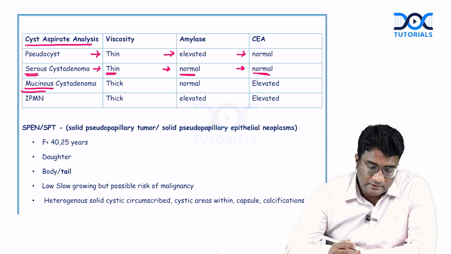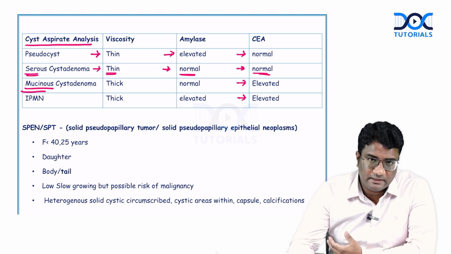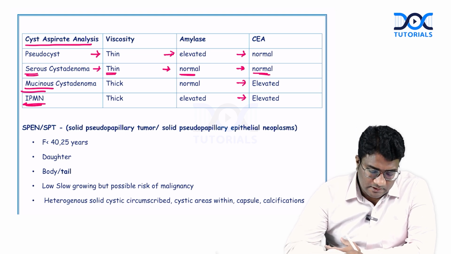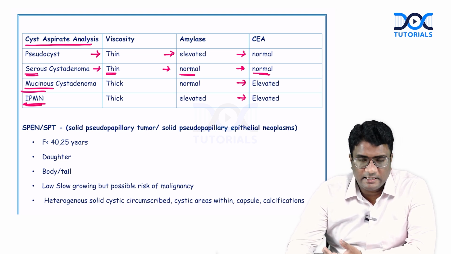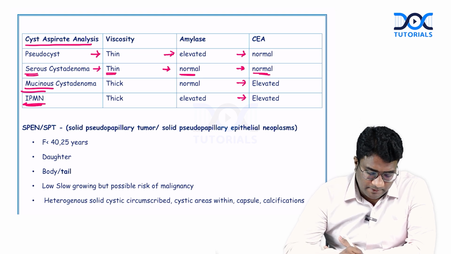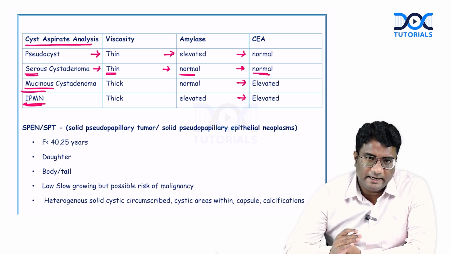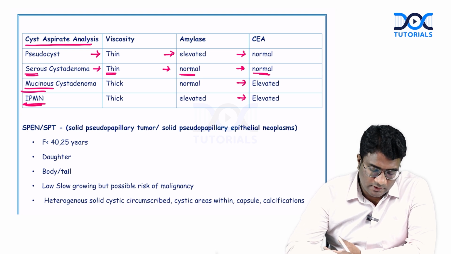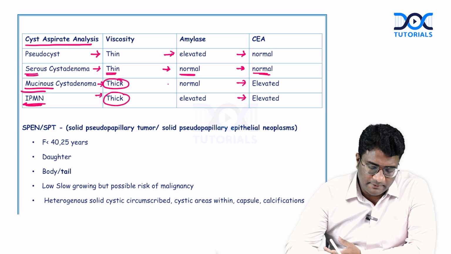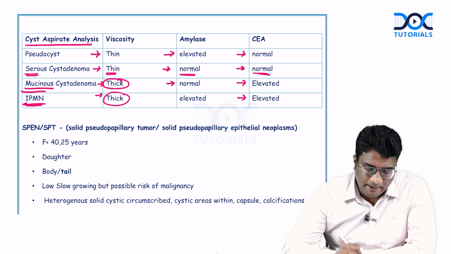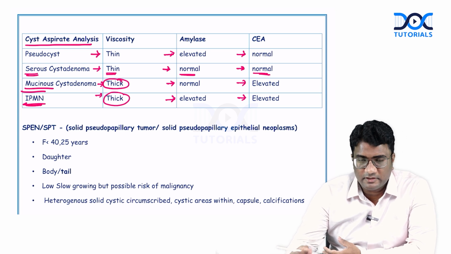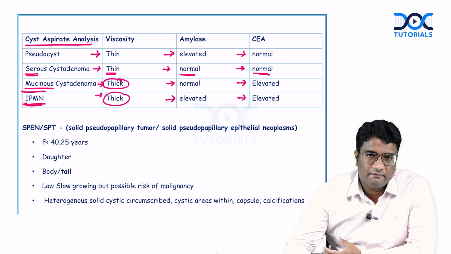Mucinous cystadenoma will have columnar epithelium, so they will have elevated CA levels and they have a risk of cancer also. IPMN is also a mucinous neoplasm with columnar epithelium, so the CA levels will be elevated. Both of them are mucinous types, mucinous cystadenoma and intraductal papillary mucinous neoplasm. So, there are mucin producing areas, so viscosity will be thick. In mucinous cystadenoma the amylase levels are normal, but in intraductal papillary mucinous neoplasm the amylase levels will be elevated. They are connected with the pancreatic duct, right? So, the amylase levels will be elevated in IPMN. So, that is how we can differentiate.